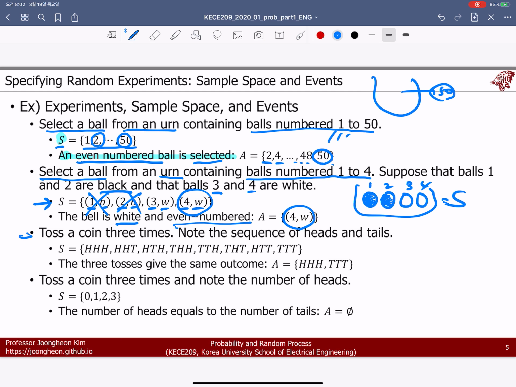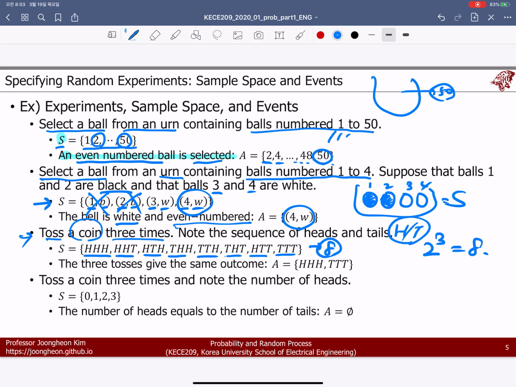And then in the next example, we are tossing a coin 3 times. So we can see head or tail 3 times: head head head, head head tail, and so on through tail tail tail. Here we have 8 different cases because we have 2 different outcomes for each of 3 tosses. So it becomes 2 to the 3, and that's why it is 8.